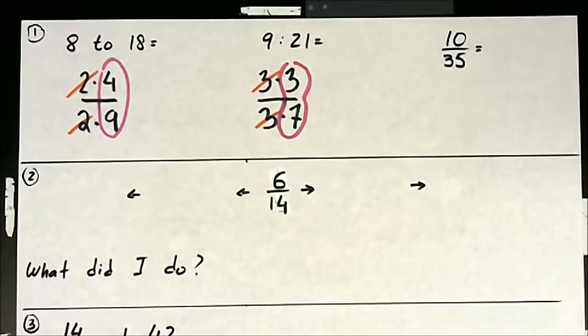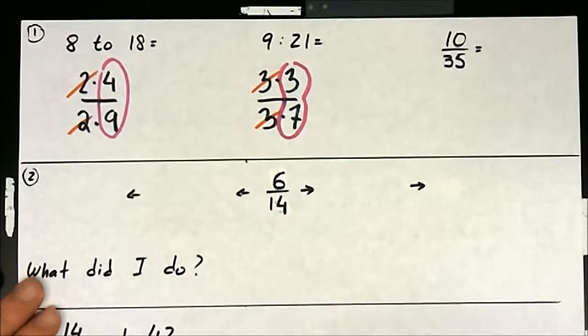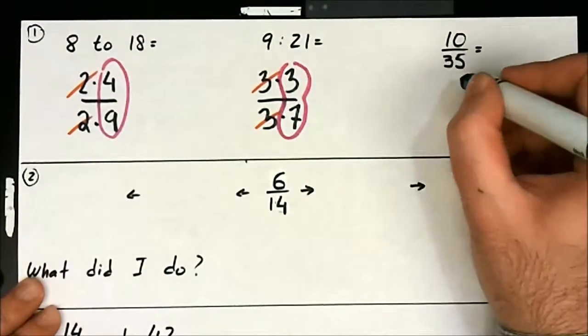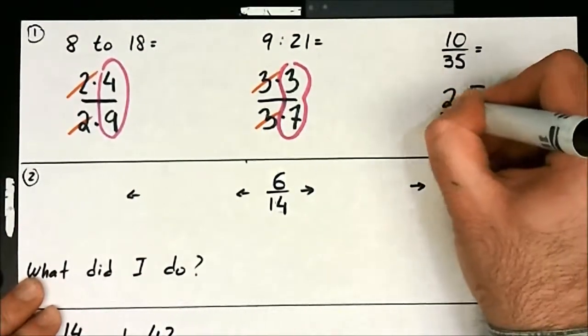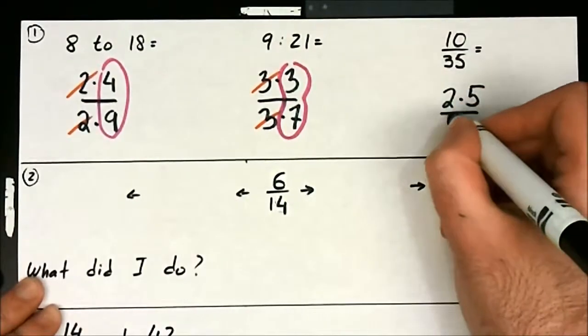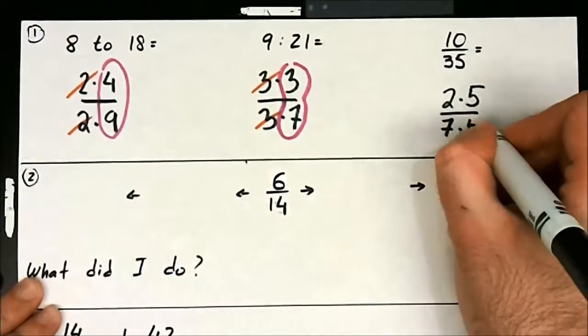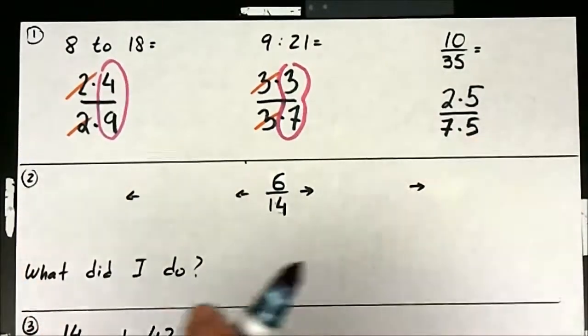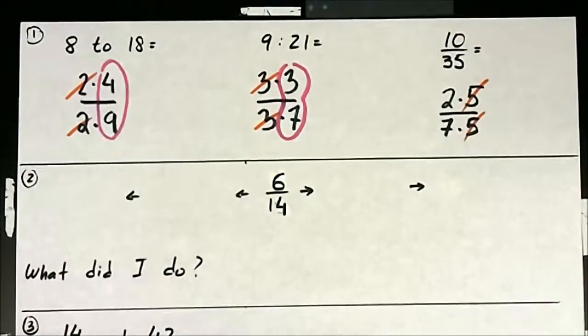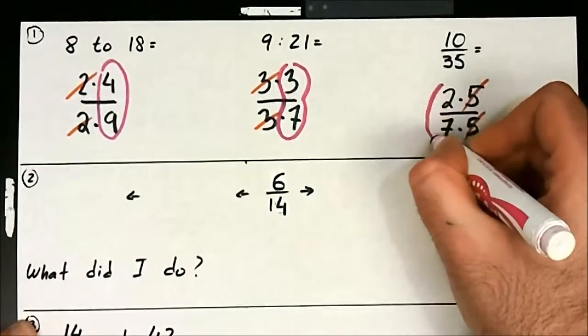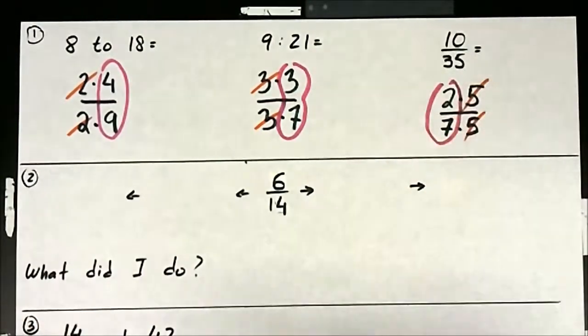The 10 and the 35, what can I cancel out from both of those? Well, a 5, because a 10 is 2 times 5, and a 35 can be written as 7 times 5. So 5 from top and bottom goes, which of course leaves us with 2 over 7 as our simplest form ratio.